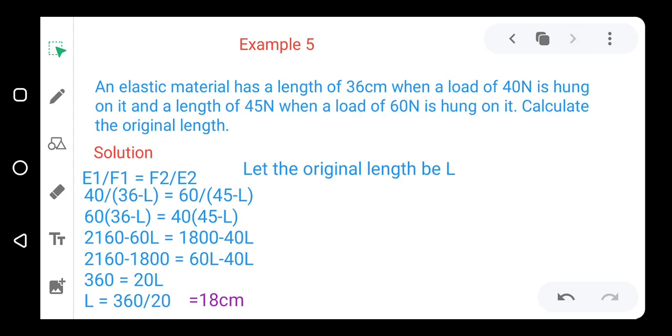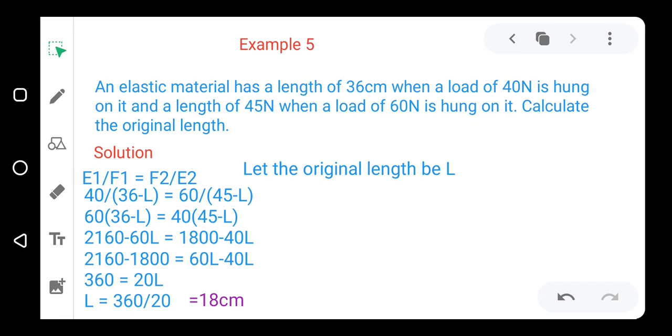Now we look at another example. An elastic material has a length of 36 cm when a load of 40 Newton is hung on it, and a length of 45 cm when a load of 60 Newton is hung on it. Calculate the original length. Now this one is getting a bit trickier, but to solve this, we are looking for the original length of the material.